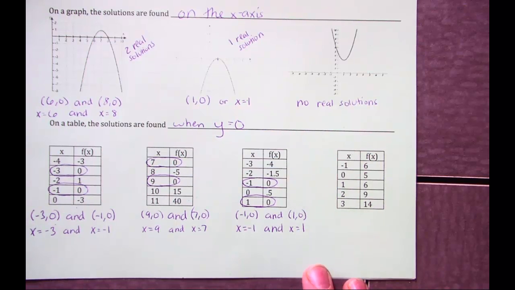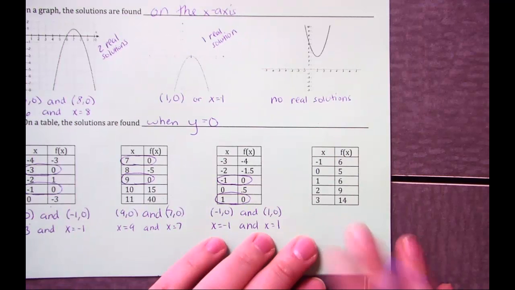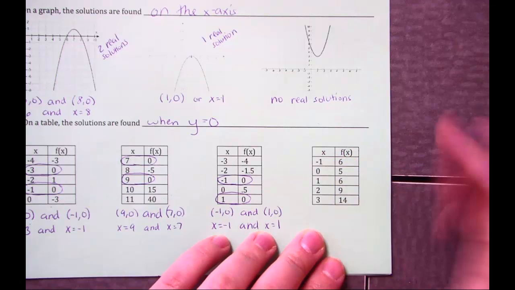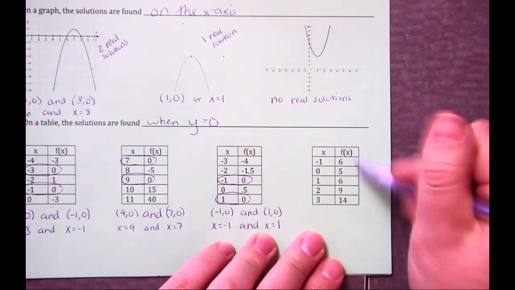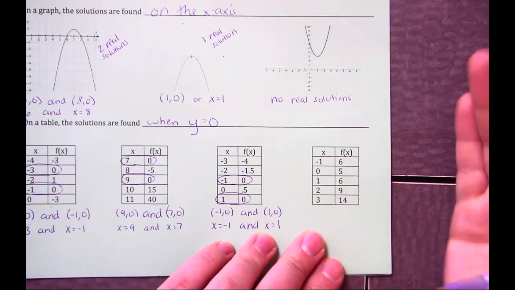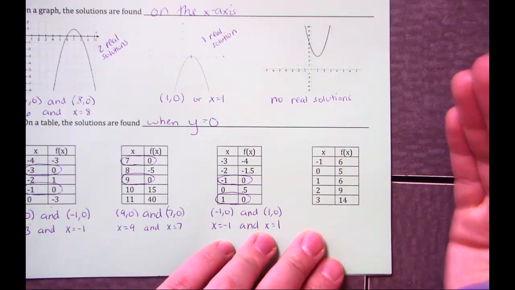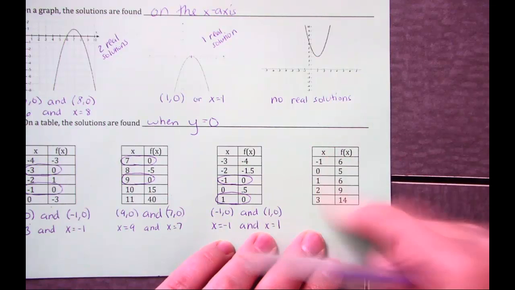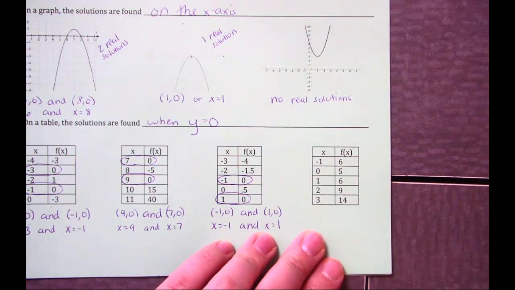Now in this table, something interesting is happening. If you were to think about where these points are, first of all, we can see that there's no zeros. Y doesn't equal 0 over here. That doesn't mean that y is never going to equal 0. That just means it doesn't equal 0 in this little section of our function that we see in the table.